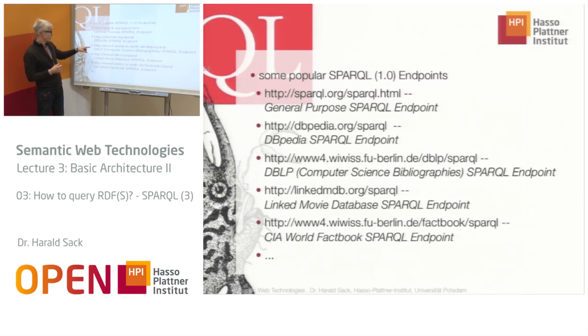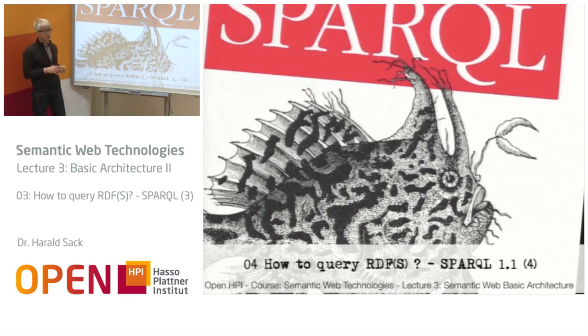Another example is the DBLP bibliography. It also has its own SPARQL endpoint at the Freie Universität Berlin. Or you can go to the Linked Movie Database to ask SPARQL queries about movies, which also relates to the IMDb, the International Movie Database. Or you can select interesting facts from the CIA World Factbook, which also has a SPARQL endpoint available at the Free University Berlin. Okay, this is what you can do with SPARQL 1.0.